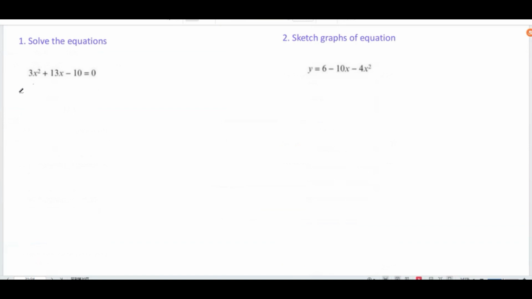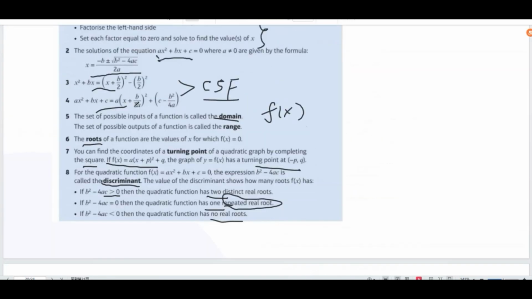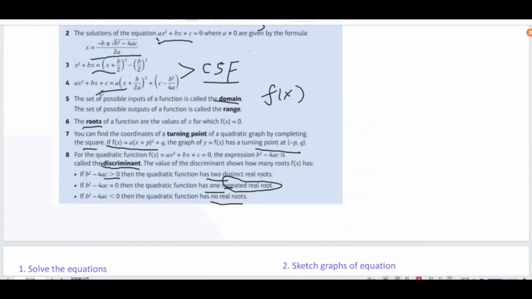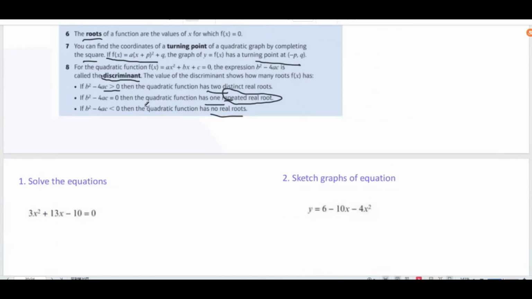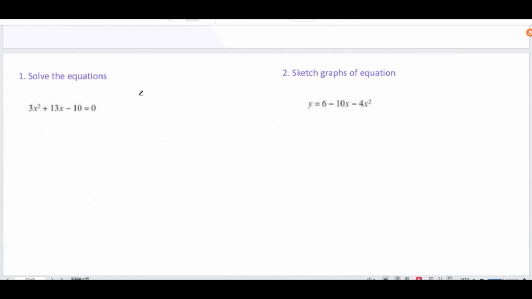And how to do this? We have to use the completing square form formula, right? Okay, let's do some practice. First, solve this equation.